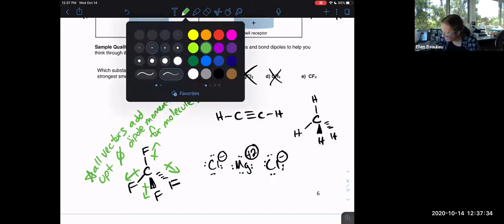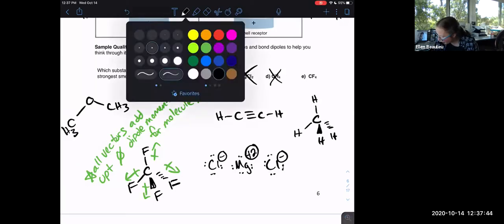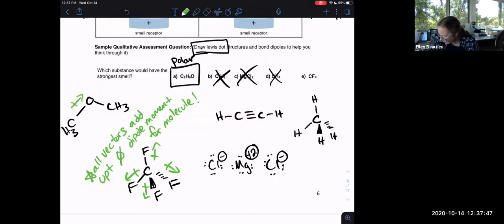So for instance, I'm going to just draw a dimethyl ether that we just had on the previous page. I'm not going to worry about the tetrahedral angles. I'm just going to focus on the polarity. Each of these bonds are polar. When I add up those bonds, I get a molecule dipole moment towards that oxygen and away from the carbons. So this is the molecule dipole moment, and it is the sum of the bond dipoles.